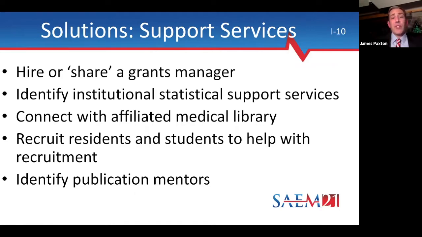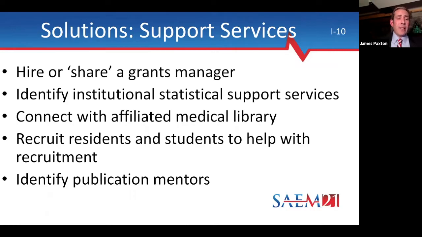Identify what resources you have in your institution for statistical support, for a medical librarian. These are people that are probably there that are probably being paid by somebody. You may not know about them, and maybe it's another department that's paying them, but maybe you can leverage those resources. And then of course, look for residents, look for students to help with recruitment and data collection. Just because you don't have paid people to collect data doesn't mean it can't happen. You may have to be a little more aggressive about finding people to help. But I mean, residents know residents, residents mentor students. This is a great way to collect your data by having residents working with students on their projects.